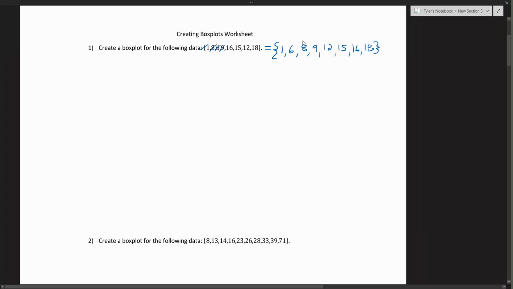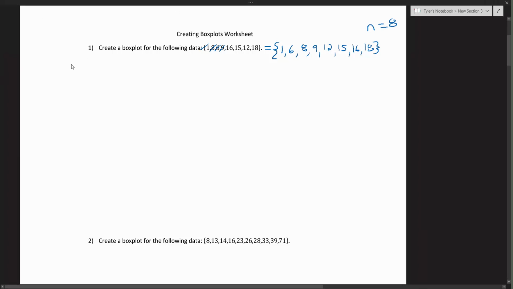Right? So then the other thing I like to do is just know how many pieces of data I have. I have 1, 2, 3, 4, 5, 6, 7, 8. So n equals 8, right? My sample size is 8 in this case. And then what we need to find are the following, right?